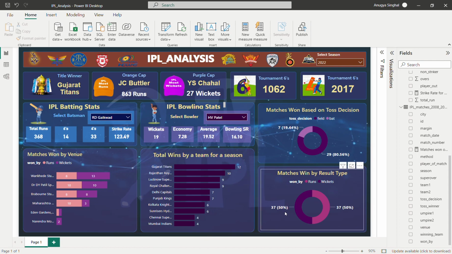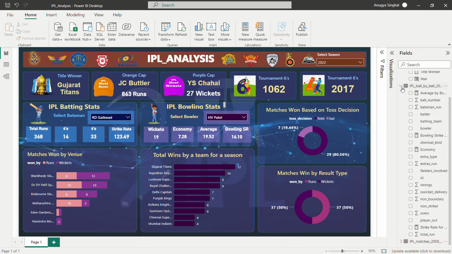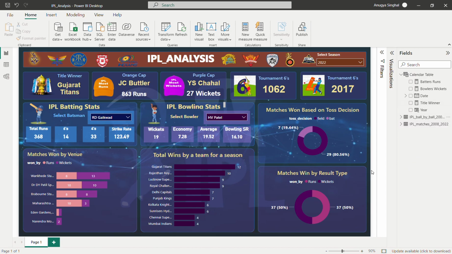And the last chart is telling us matches won by result type. We have two parameters, runs and wickets, which are the major part of a cricket match. There is a 50% chance of a win by runs and a 50% chance of a win by wickets, because bowling and batting play the major role in a team winning and losing. So this is the analysis I have done with the data set.